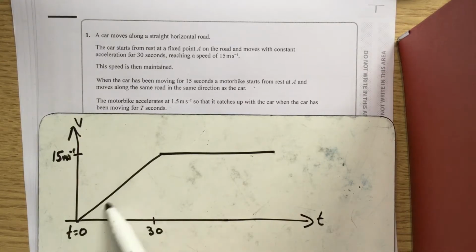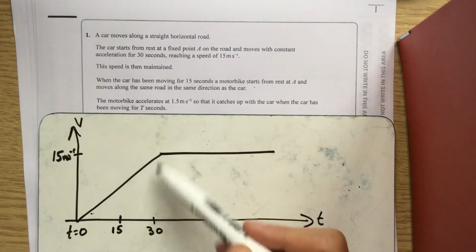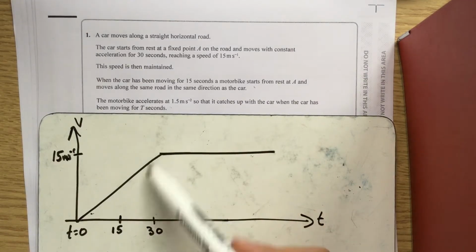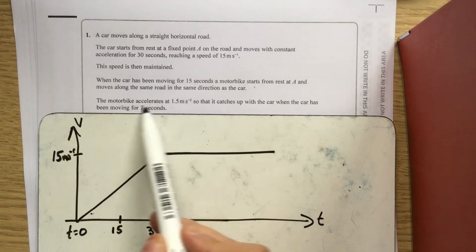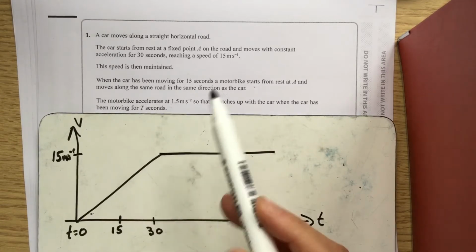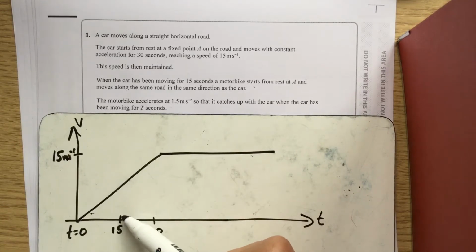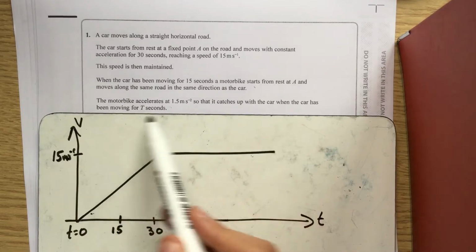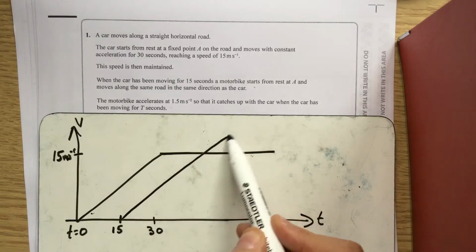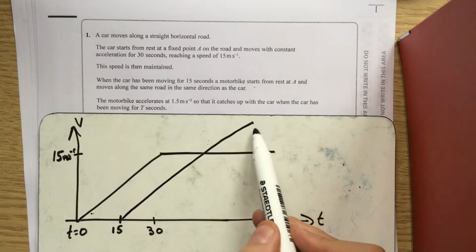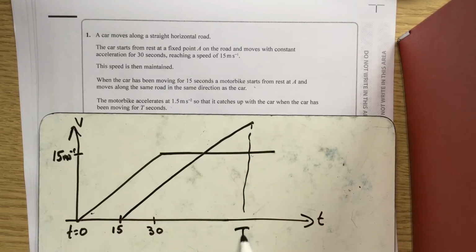We can also see that the gradient of this part of the line, the acceleration, is change in y divided by change in x, just 0.5. So the motorbike with an acceleration of 1.5 is going to have a steeper line, and it's going to catch up with the car at some stage when the car has been moving for t seconds.